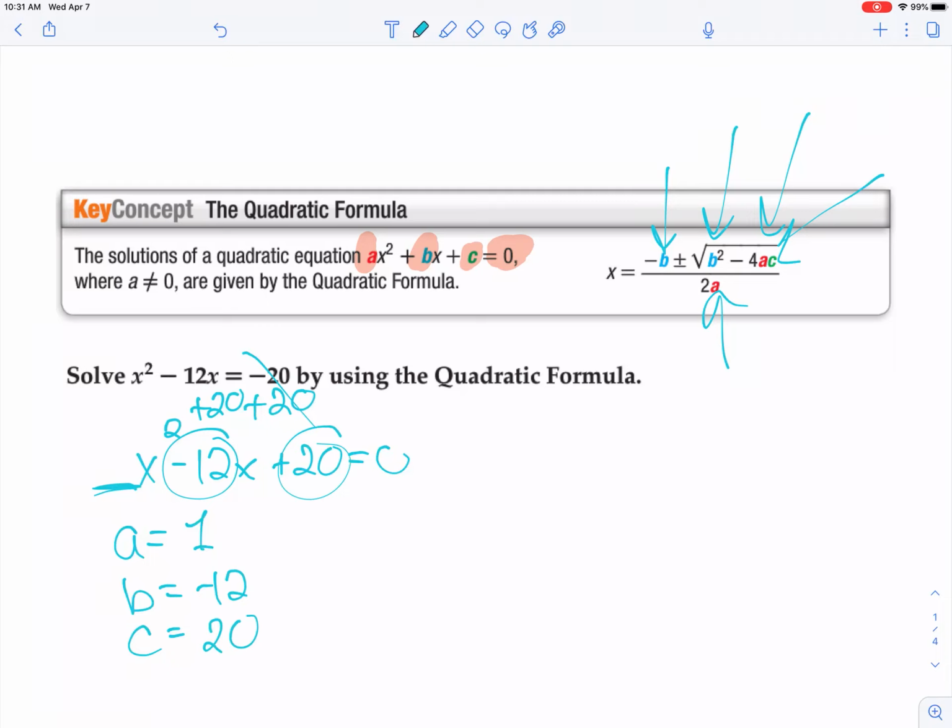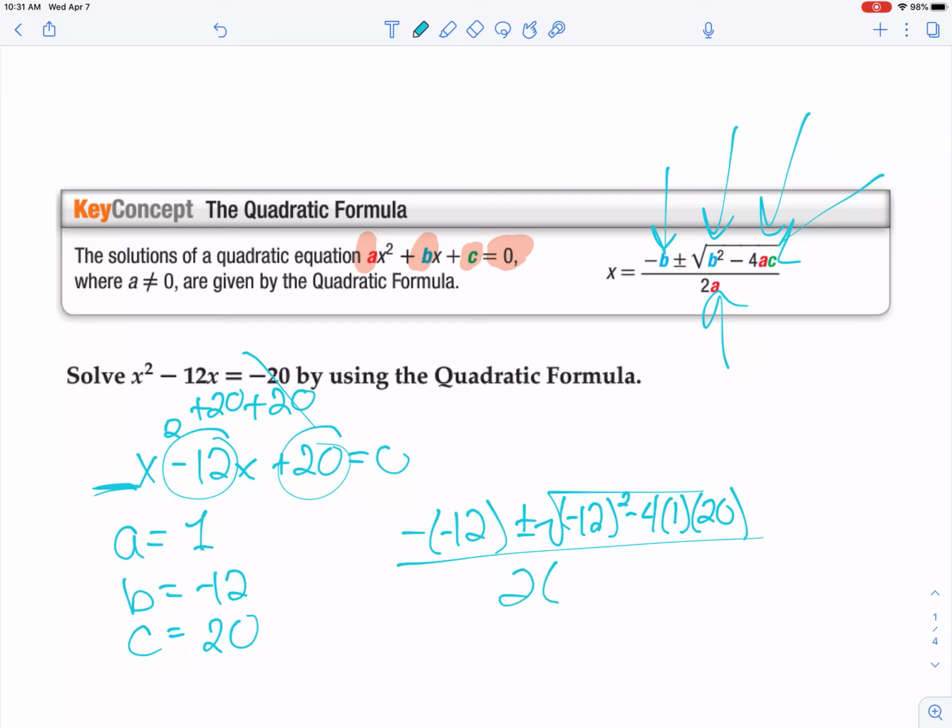So if the formula says to do a negative B, that's actually going to be a double negative with a negative negative 12. Plus or minus the square root of B, I go ahead and put that in parentheses, squared minus 4A, which is 1, C, which is 20, all over 2 times A, which is 1. Okay, so that is how you plug that in, and then you just solve.